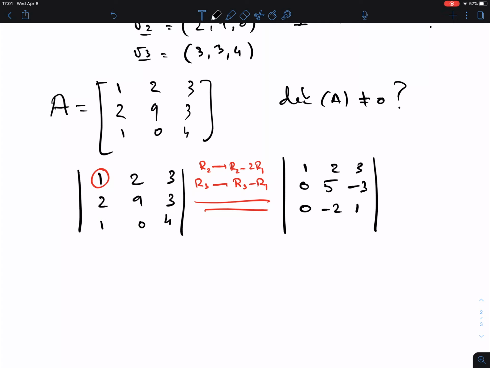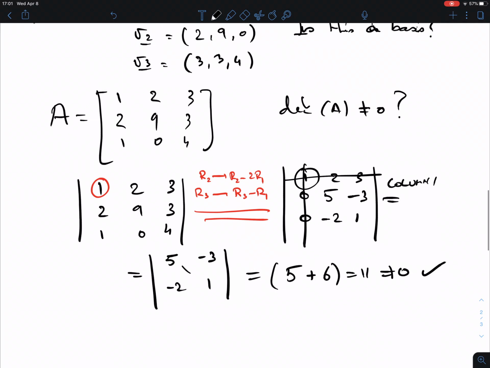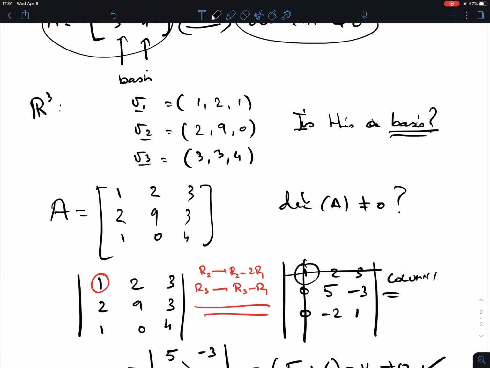Now we expand along column 1, and since the pivot is in the plus position, I'm going to go quickly now. What I'm left with is this cofactor, which I just calculate by the formula. That is 5 times 1 minus, plus 6, so 11, which is non-zero. So yes, this is a basis. As simple as that.